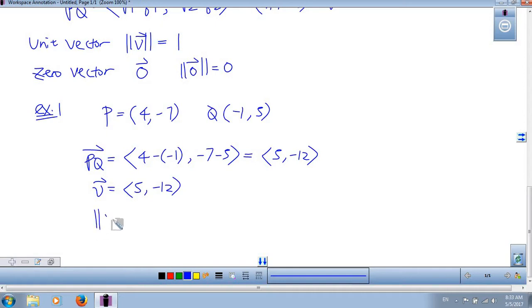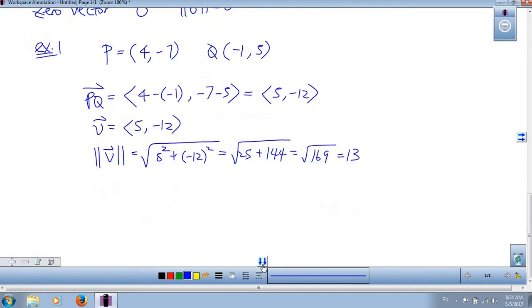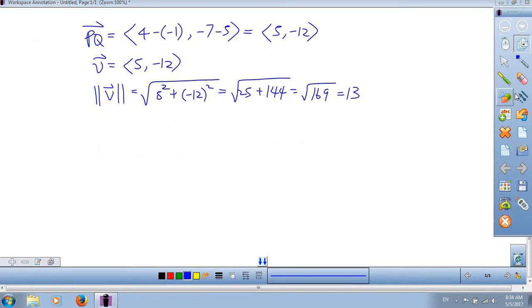And so we can find the magnitude of this vector. We take the x component squared plus the y component squared. So the square root of 25 plus 144. That's 169, square root of 169, which is 13. So the magnitude of this vector is equal to 13. Now we haven't talked about the angles. We'll talk about directional angles in a minute.